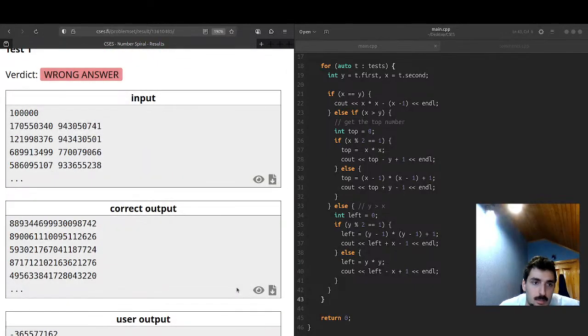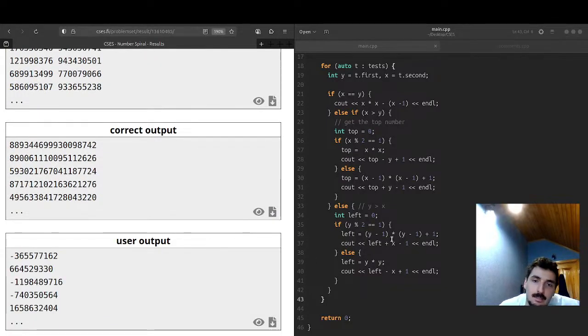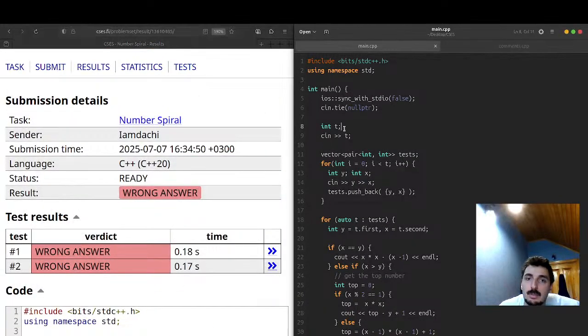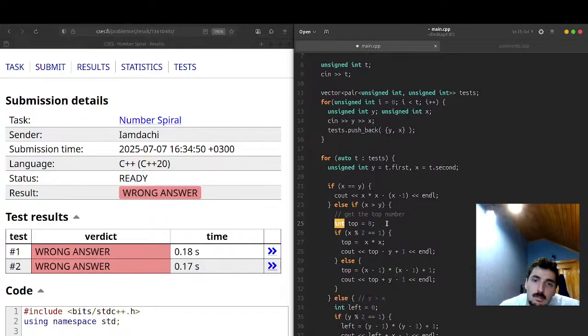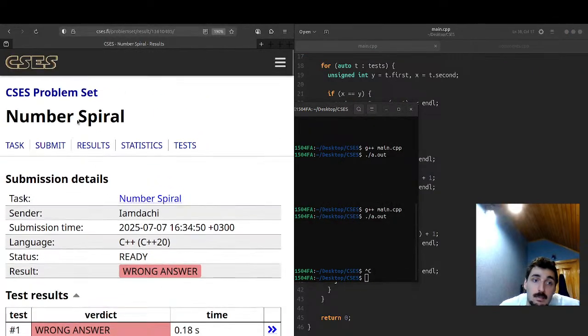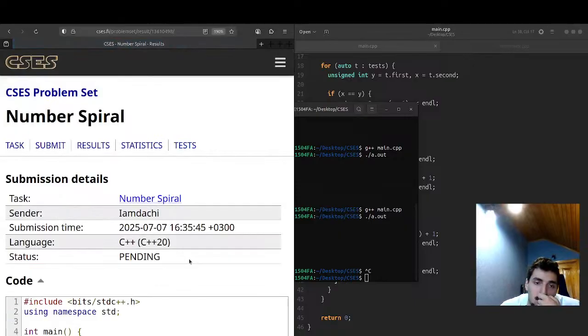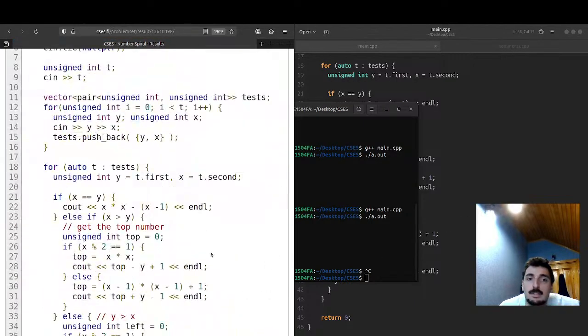Wrong answer? What the hell? I hate this because always you have to think about types, which is hella boring. Submit. Wrong answer. Again, wrong answer.